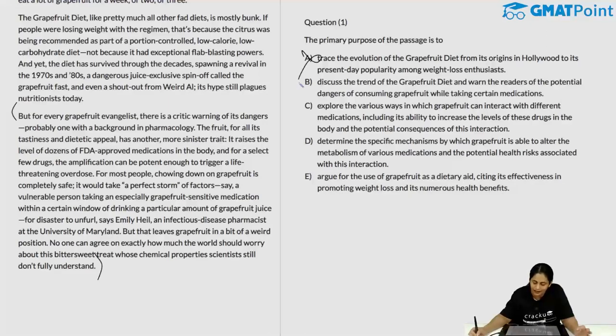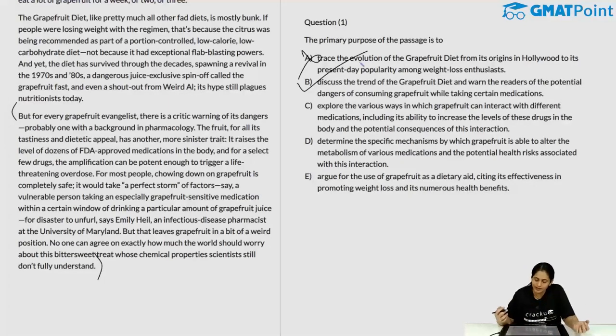Discuss the trend of the grapefruit diet and warn the readers of the potential dangers of consuming grapefruit while taking certain medication. This captures both parts of it, telling you about the grapefruit diet and also telling you that there's a potential severe risk involved in consumption of grapefruit if you are taking certain medications. So this captures both main points of the passage. So I'd say this is the right option. Let us also take a look at C, D, E.